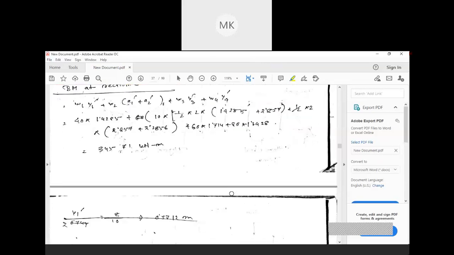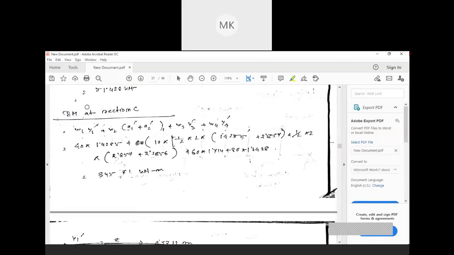Okay, let's continue. So similarly, when we are calculating the bending moment at that point C, here also for that UDL, this area will come. We have already calculated this y1 dash, y2 dash, oh sorry, y3 dash and y4 dash.